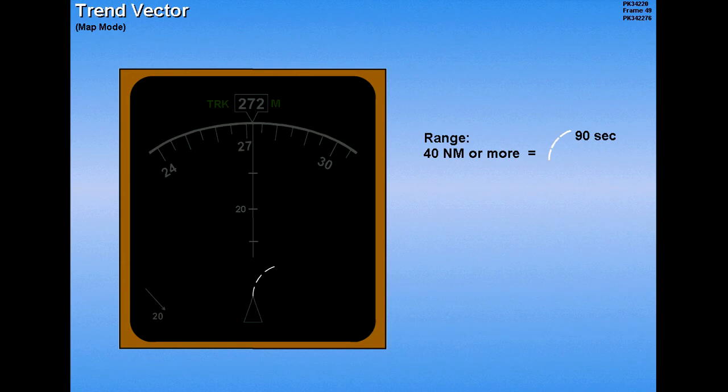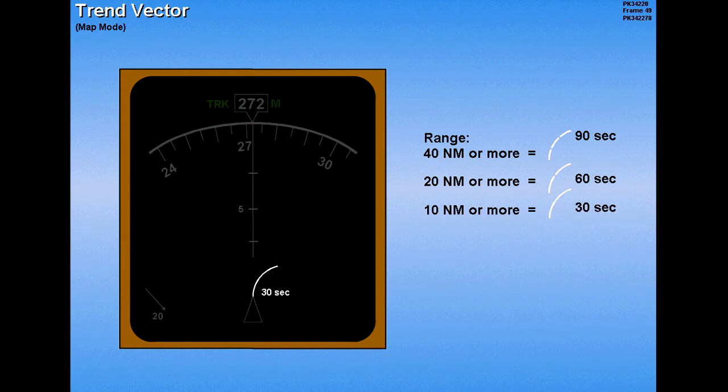When HSI range is set to 40 miles or more, the trend vector consists of 3 segments, each representing a 30-second interval. With range set at 20 miles, only 2 are displayed. Only 1 segment is displayed with the range of 10 miles.